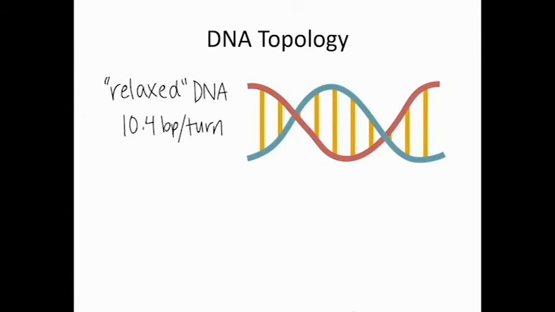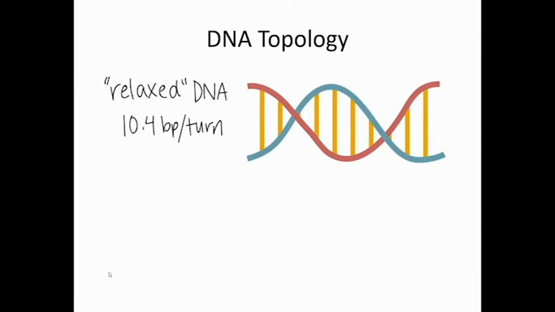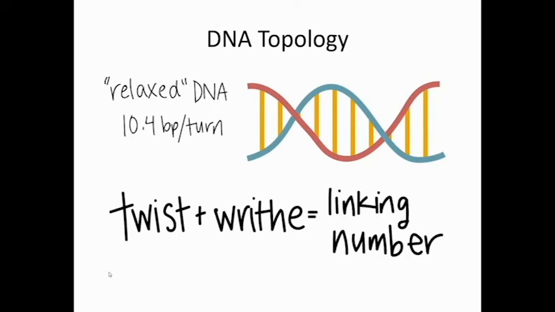The unstrained or relaxed DNA structure has 10.4 base pairs per turn of the helix. One way to describe the structure of a DNA double helix is by a combination of its twist and writhe, the sum of which is called the linking number.